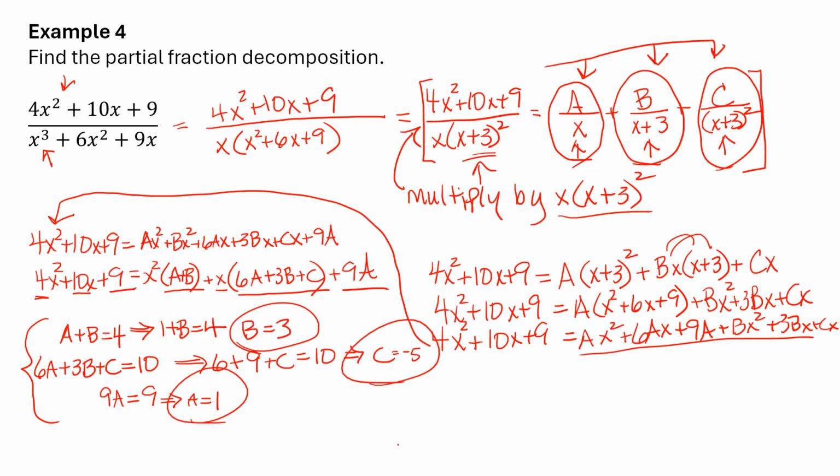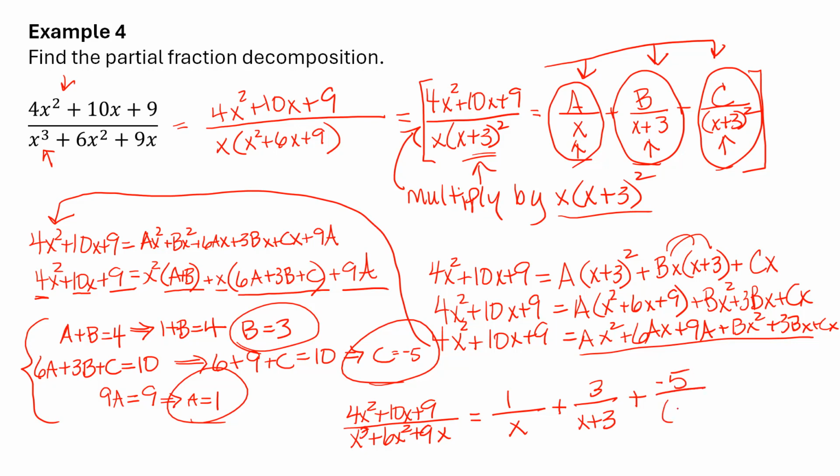So the partial fraction decomposition for 4x squared plus 10x plus 9 over x cubed plus 6x squared plus 9x is equal to a over x, so 1 over x, plus b over x plus 3, so 3 over x plus 3, plus c over x plus 3 squared, so negative 5 over x plus 3 squared.